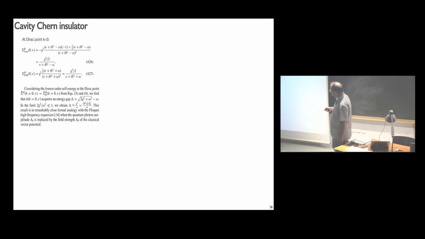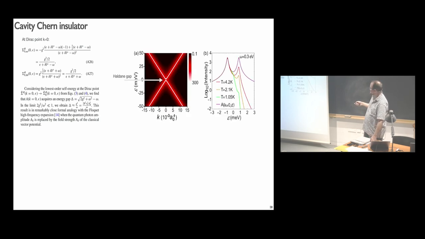And in fact, we wrote in this paper that this is a remarkably close formal analogy with the Floquet high frequency expansion that I showed you before. Remember the second order process, a squared divided by omega. This has the same form. But the meaning of the quantities is different now. Yeah? So there's no classical displacement field of the laser, there's really just quantum fluctuations. Those are enough. And they will create a Haldane gap if you calculate the spectral function.